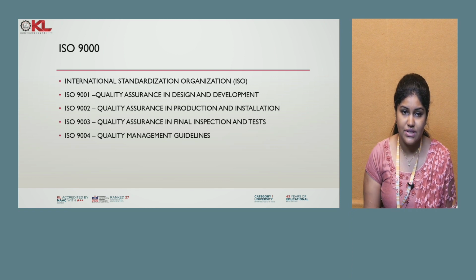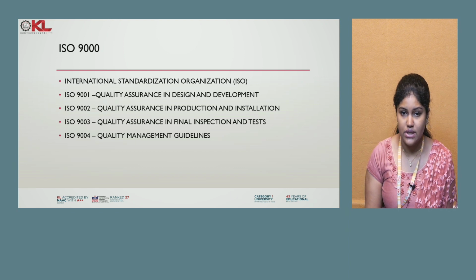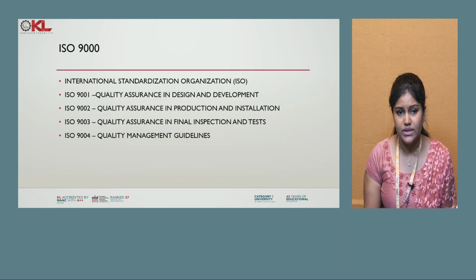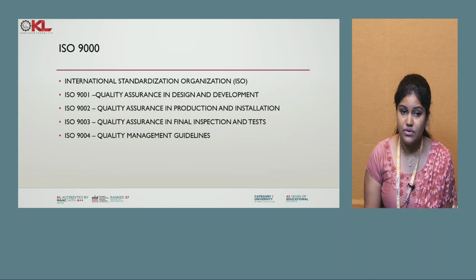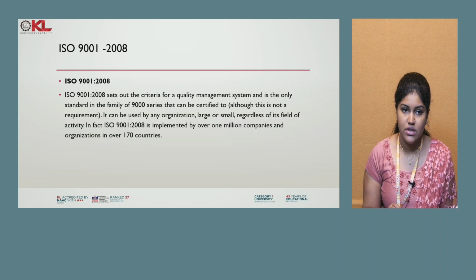These are the different standards of the International Organization for Standardization: ISO 9001, 9002, 9003, 9004. All are for different purposes. 9001 is for quality assurance in design and development. Second, 9002 is quality assurance in production and installation. 9003 is quality assurance in final inspection and testing. ISO 9004 is quality management guidelines.